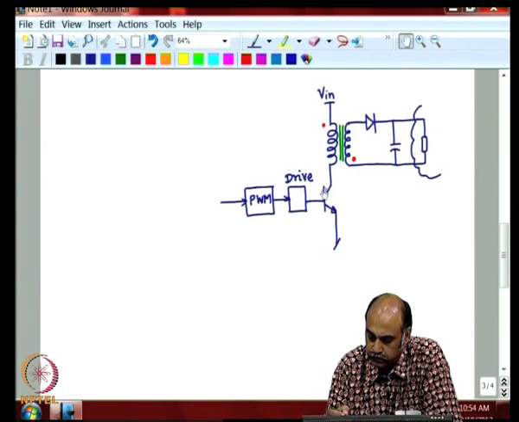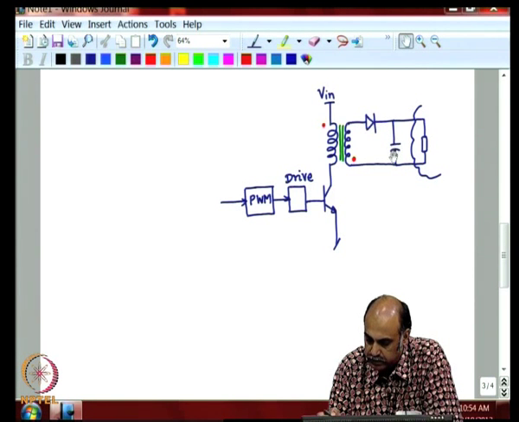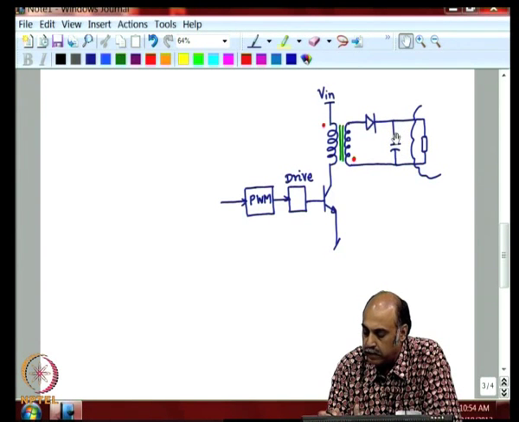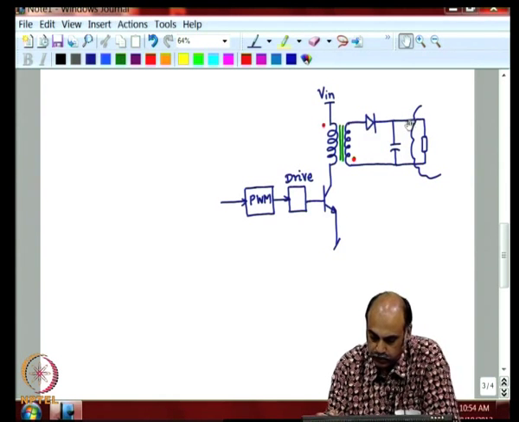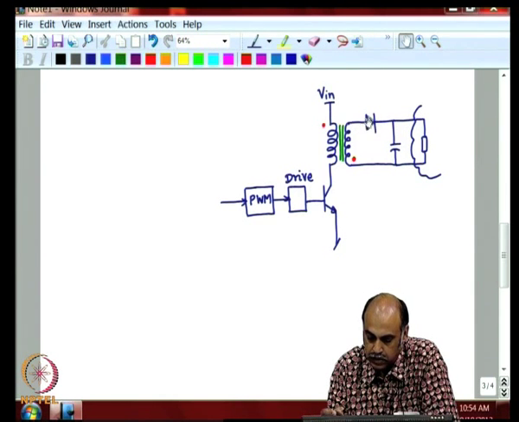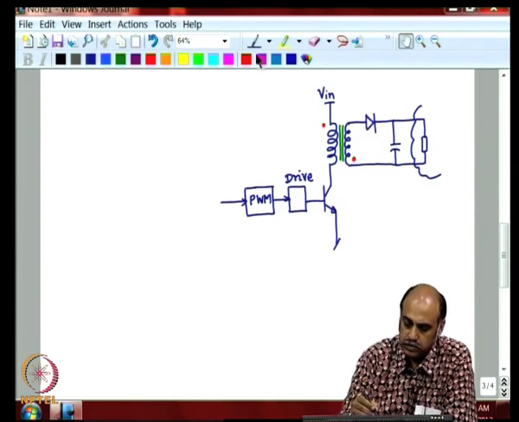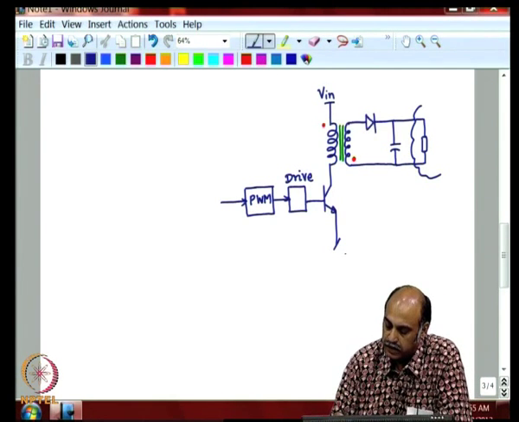When this is switched off, the energy which is stored within is now released, starts freewheeling through the secondary. There is a reversal of polarity. The non-dot end becomes positive. This will try to forward bias the diode and pump the energy into the capacitance, and thereby replenish the charge that the capacitance lost during the cycle when this diode was off. So, this is briefly how it operates. This is the flyback converter.